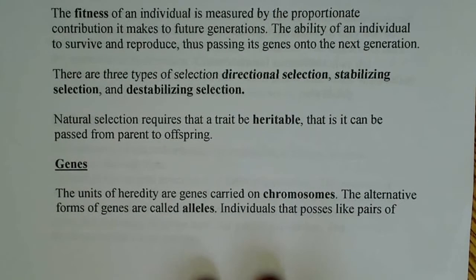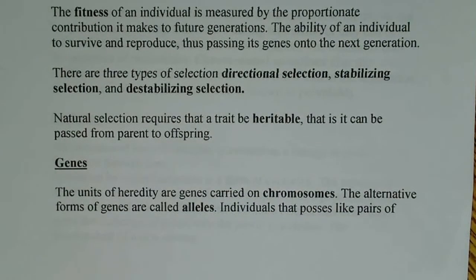And the way that's done is through genes, okay? The units of heredity are genes. They're carried on chromosomes, okay? And we all know what chromosomes are. You know, we have 46 of them altogether. And the alternative forms of genes are called alleles. So those are just common basic Mendelian genetics that we're talking about here. So different forms of a gene are called alleles. Sometimes a person has alleles that are the same. Sometimes they have two different alleles.